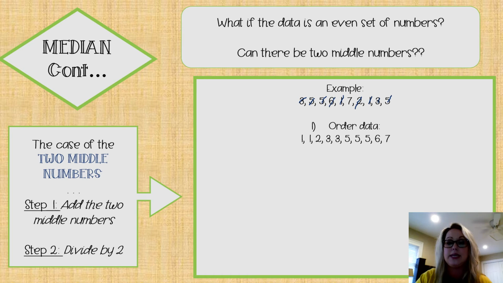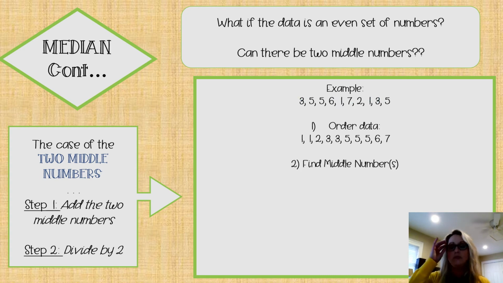Then a 6, then a 7. Make sure you're noting them all, okay? So always mark them off so that you can ensure you have everything. Then we're going to find the middle numbers.